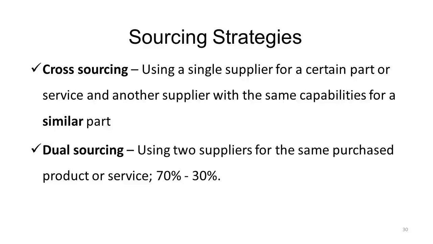Then we have cross sourcing. In cross sourcing, we're using a single supplier for a certain part or service, or another supplier with the same capabilities for a similar part. Now, cross sourcing is when, let's say, I buy cotton poplin, I buy cotton cambric, and I buy cotton voile. And these are all cotton fabrics, but of slightly different count and construction.